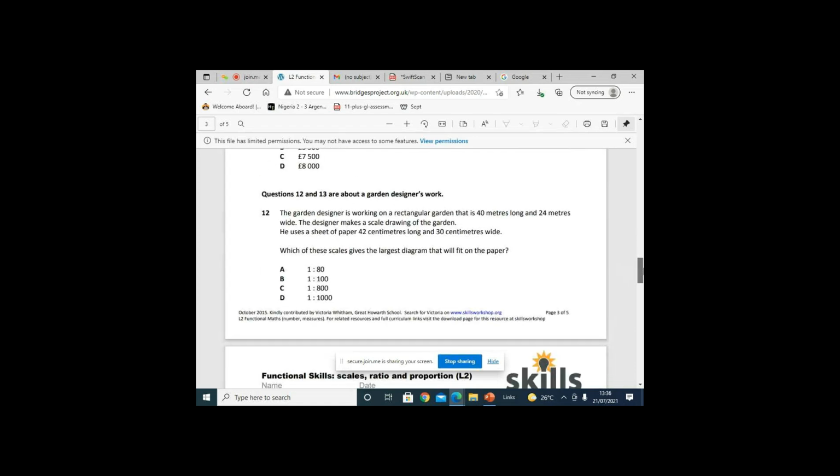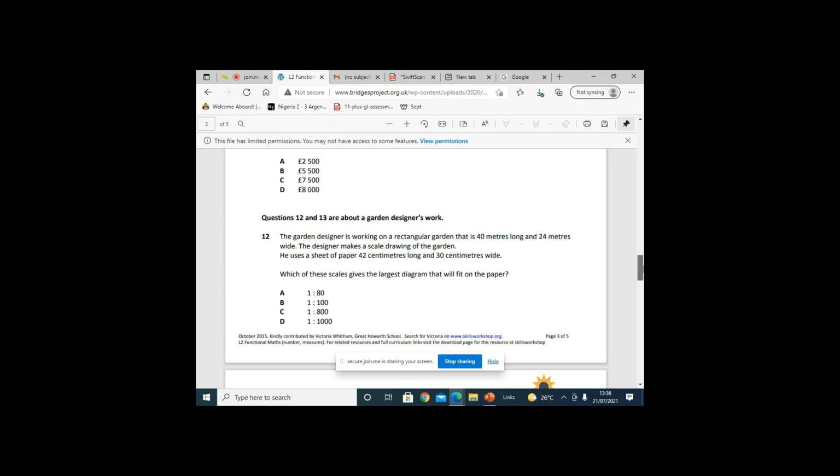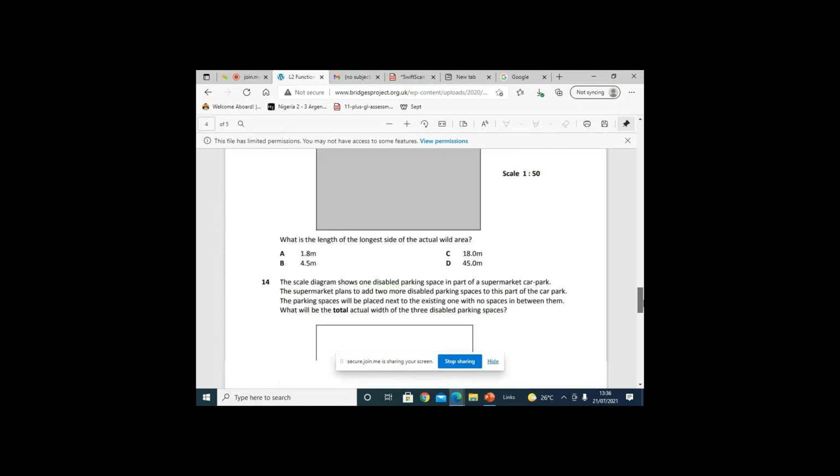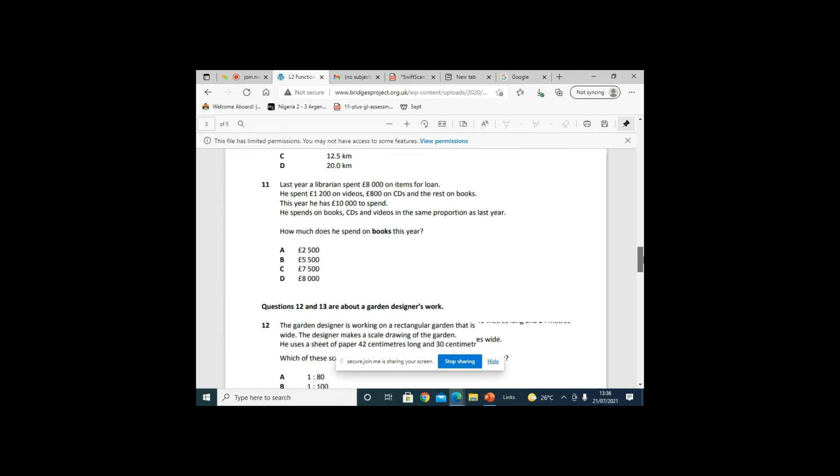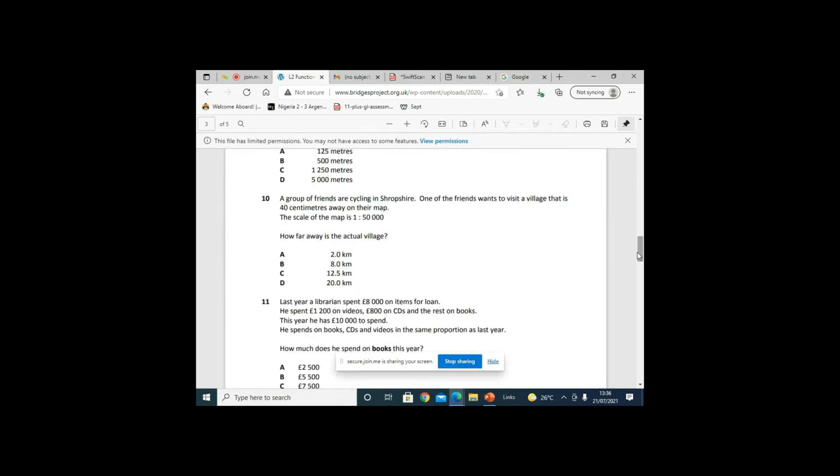Let me just look at it. Everything is like scale drawing. I just want us to, because it's a very big topic. Okay, look at question 10 now. A group of friends are cycling on a short trek. One of the friends wants to visit a village that is 4 centimeters away on their map. The scale is 1 to 50,000. What is the actual distance to the village?